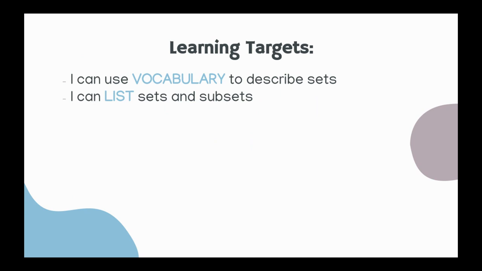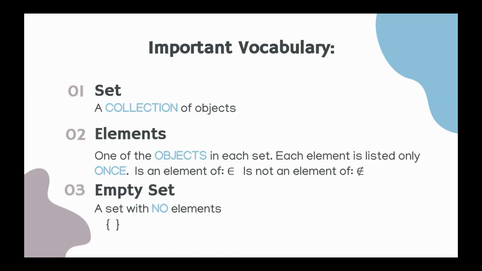Okay. So, some important vocabulary for you to know is first of all, what is a set? A set is simply a collection of objects. I have a set of books in my classroom. I have a set of fancy dishes that I got from my great great grandmother. Okay, it's a collection of different objects.